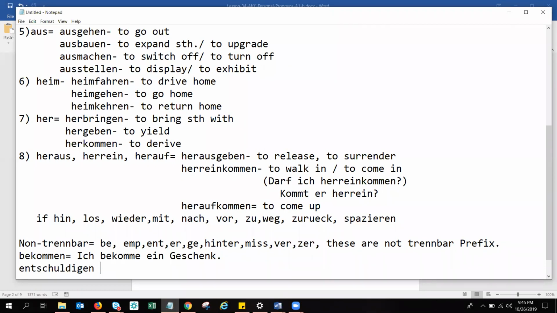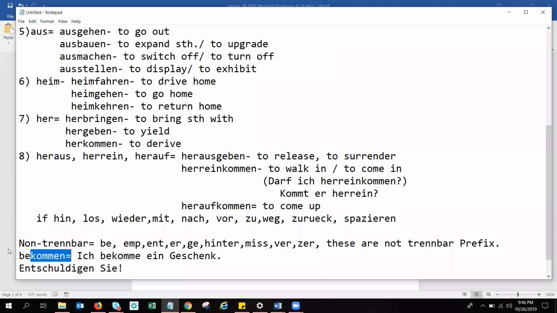Entschuldigen Sie. So in this case also we are not writing ent at the end. Okay, so this is a trennbar verb, but it is written together because, oh sorry, this is not a trennbar verb. It has a prefix. This has a prefix, but it is not a trennbares verb prefix. So that's why we are not writing it as trennbar.